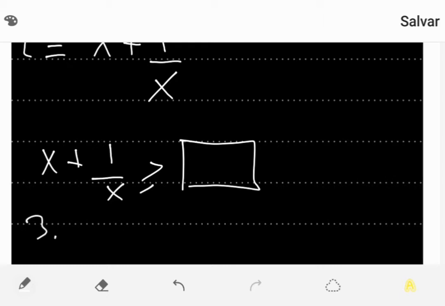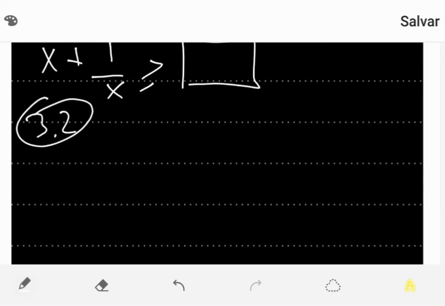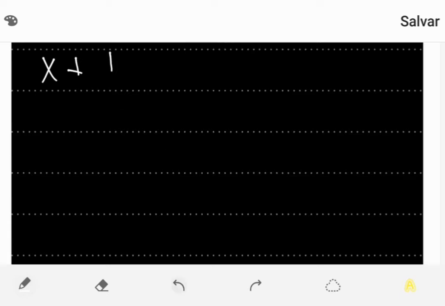And in question 3.2, he's asking you when t equals something, that is x equals something, there is a minimum value, asking about the minimum. So we are probably going to use calculus to find the minimum point. Okay, so just so that we know what to expect.